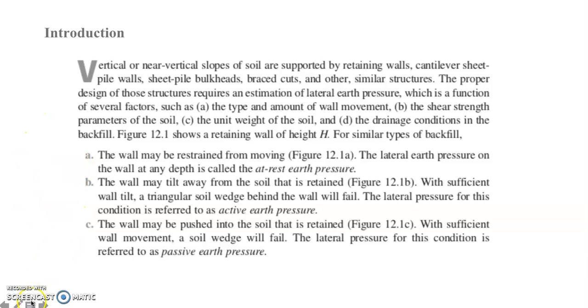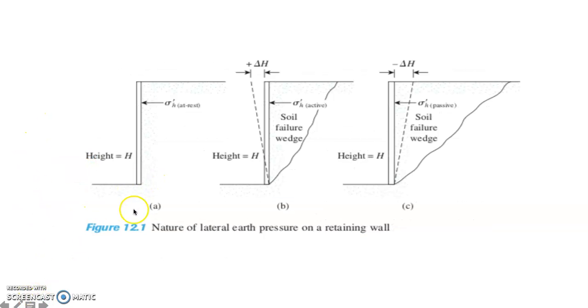So the first illustration in figure 12.1a is an illustration for the first nature of lateral earth pressure, which is at rest lateral earth pressure. Meaning to say the retaining wall is restrained from movement, so there is no movement on the retaining wall.